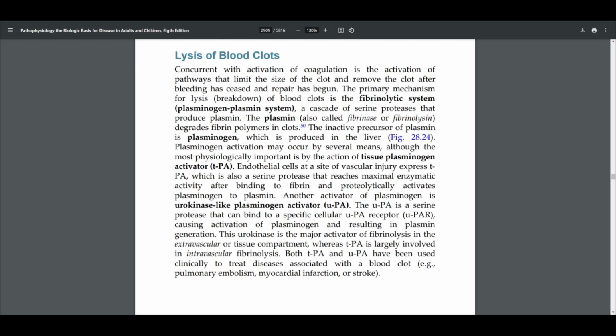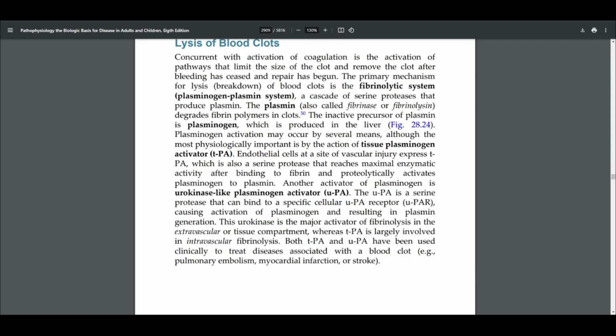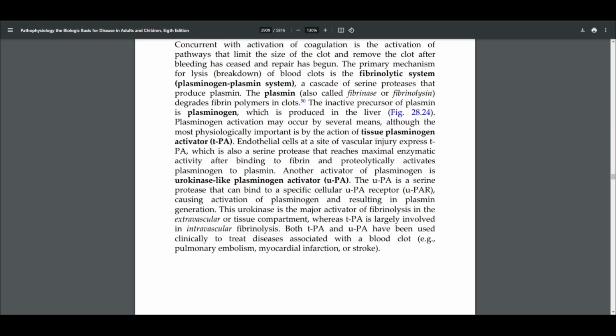Lysis of blood clots. Concurrent with the activation of coagulation is the activation of pathways that limit the size of the clot and remove the clot after bleeding has ceased and repair has begun. The primary mechanism for lysis of blood clots is the fibrinolytic system, a cascade of serine proteases that produce plasmin. The plasmin degrades fibrin polymers in clots. The inactive precursor of plasmin is plasminogen, which is produced in the liver.